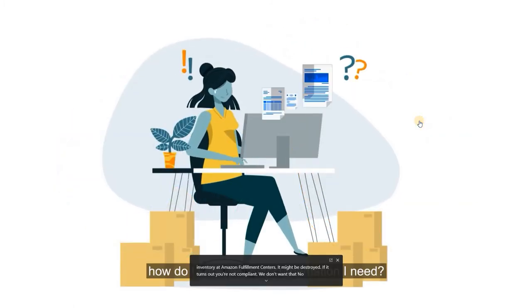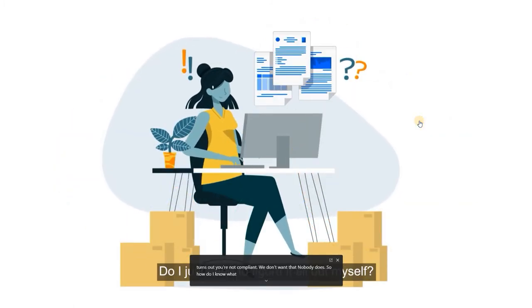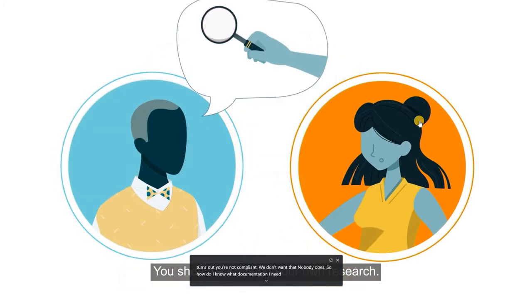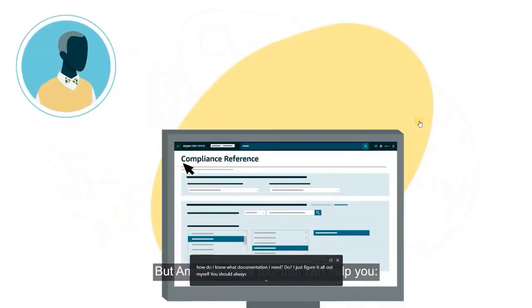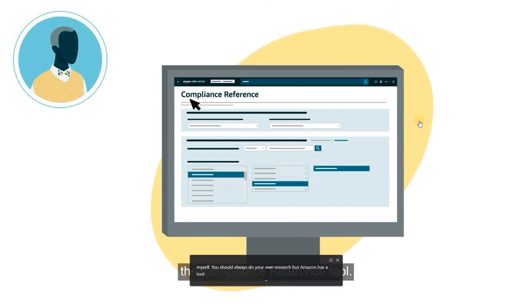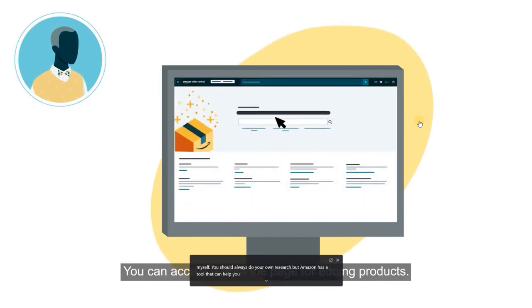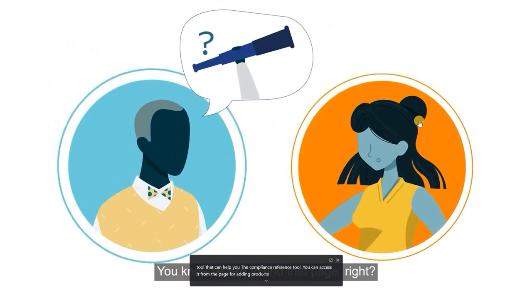So, how do I know what documentation I need? Do I just figure it all out myself? You should always do your own research, but Amazon has a tool that can help you. The Compliance Reference Tool. You can access it from the page for adding products. You know where to find that page, right?